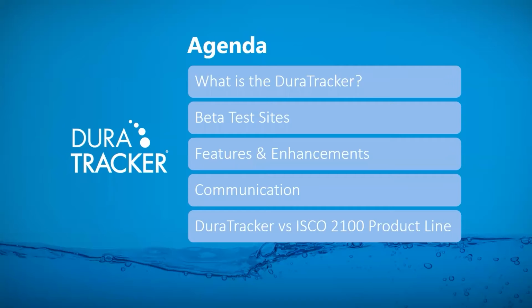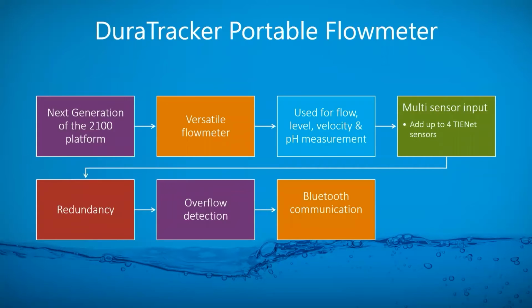We're going to talk about some of the communication capabilities now, and a lot of you are aware of FlowLink Cipher, and we'll discuss how this will tie hand in hand with that new product as well. We're going to do some comparison with the DuraTracker versus the ISCO 2100 product line. So a lot of 2100 users out there, 2150, and we're going to explain some of the differences between those two products.